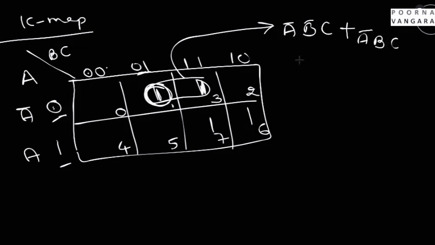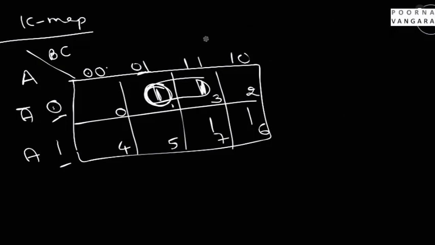So now what can you take common? A bar, C you can take common, and B bar plus B will remain, and B bar plus B is nothing but 1. So you will get A bar C. The same logic you are applying here. How? Simply look at the pair, look at the grouping. This is 1 and this is 1.